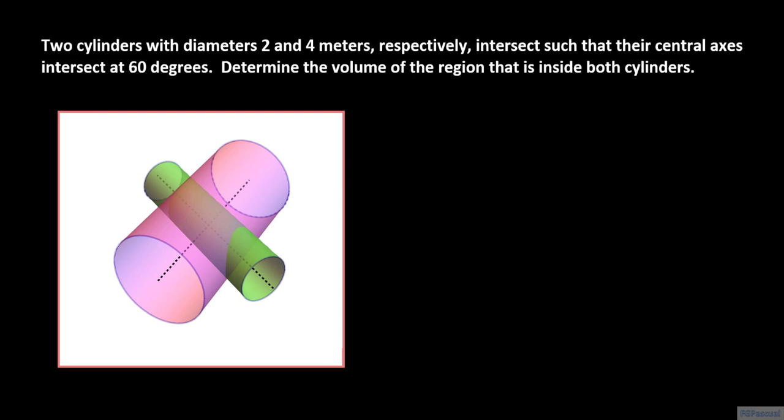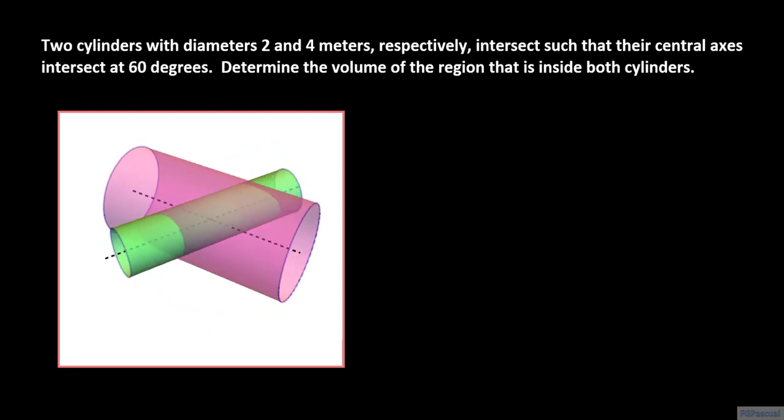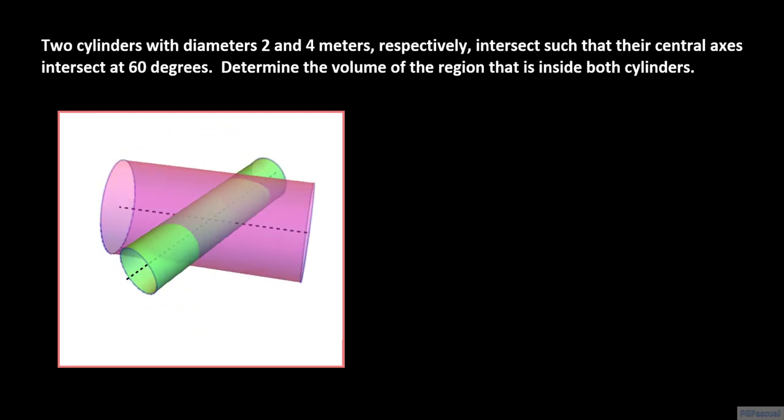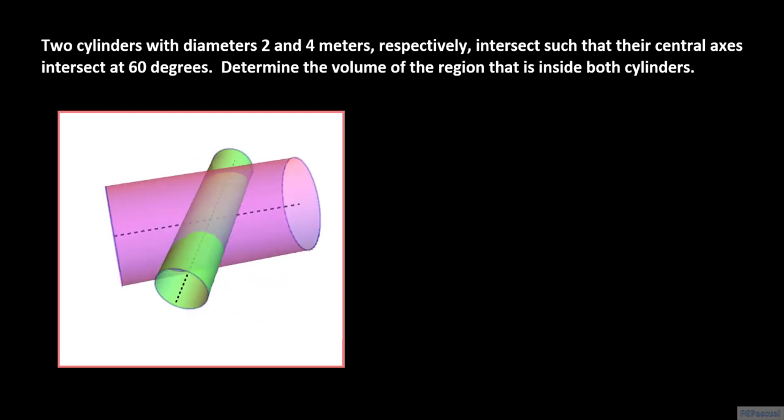In this exercise, we are given two cylinders 2 and 4 meters in diameter respectively, so that their central axes intersect at 60 degrees. Our task is to find the volume of the region that is inside both cylinders.